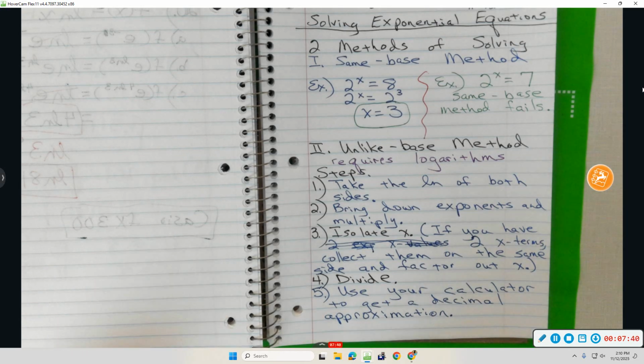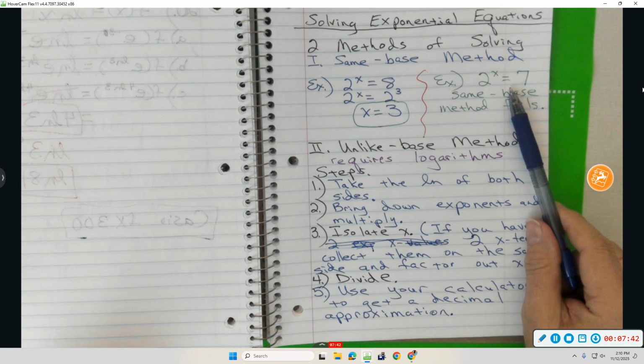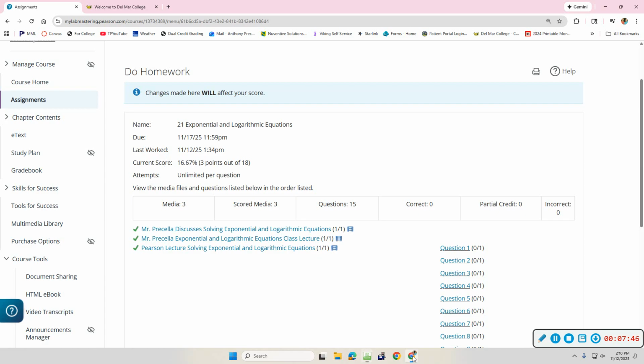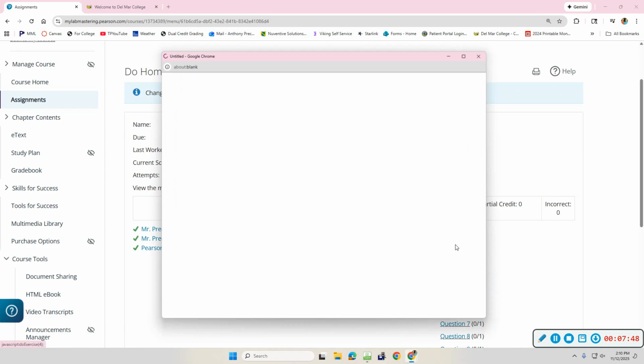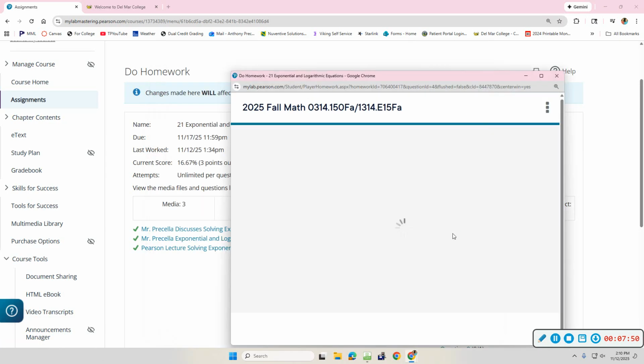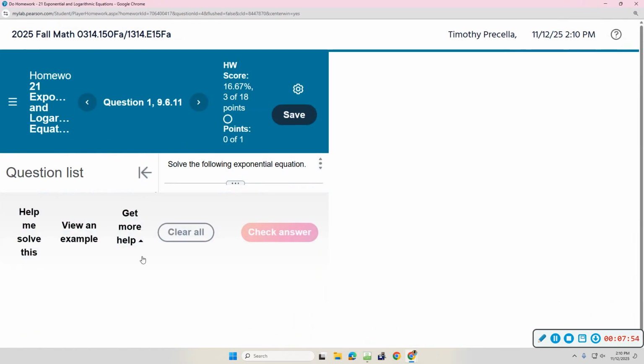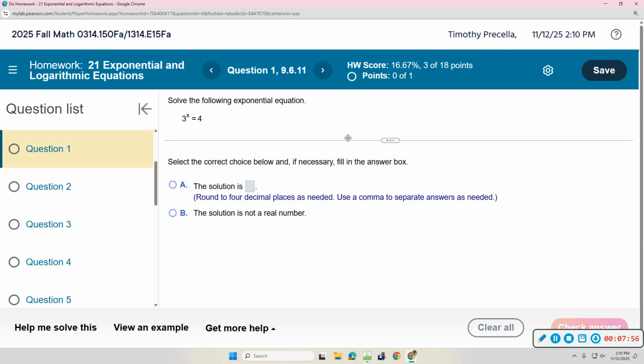Maybe we should start off just by solving this equation here. It looks painless enough. 2 to the x equals 7. Actually, we'll just do number 1 instead. Looks just as good, if not a little better.